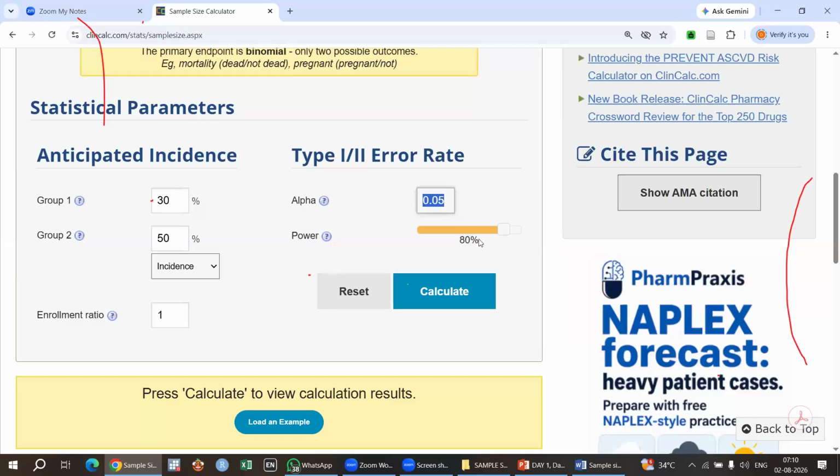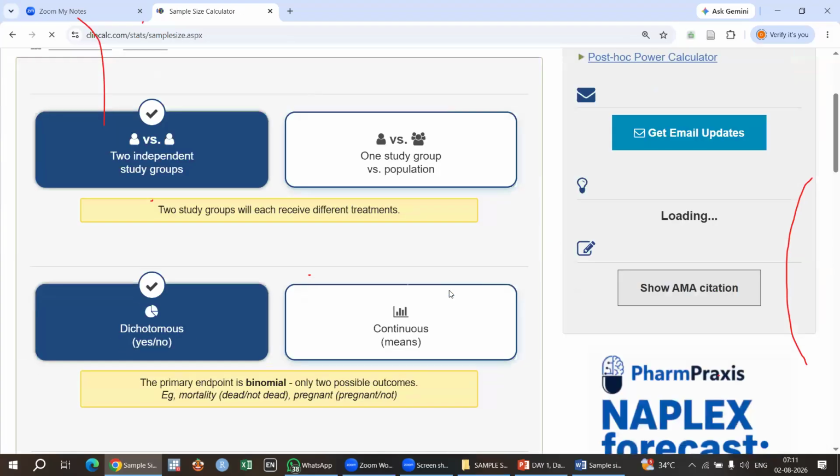And for power we have selected 80. If I want to make it 90, please drag it and it will be 90. But here I am taking 80%. Never use power less than 80. Please remember this. Enrollment ratio, control to cases, is 1. R is equal to 1. Then calculate sample size. No need to do anything else. Just click calculate, and this will be the result.